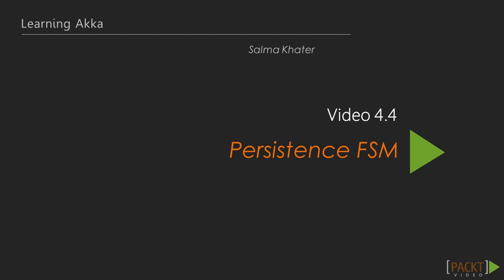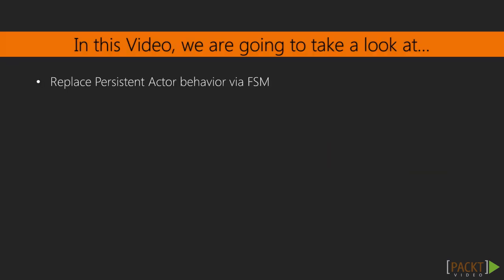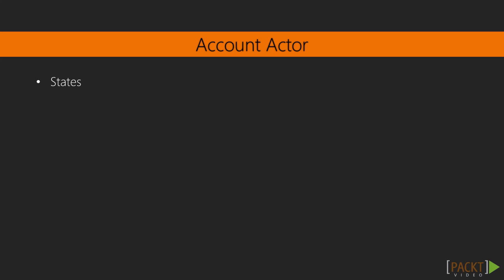In the previous video, we dived deep into the process of working with persistent actors. In this video, we will implement the replacement of persistent actor behavior via FSM. Let's start! We will implement an account actor that's responsible for managing an account for a specific user. This actor has two states, empty when the balance is 0 and active when the balance is greater than 0.